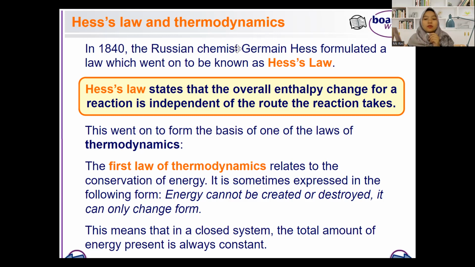The first law of thermodynamics relates to the conservation of energy. It is sometimes expressed in the following form: energy cannot be created or destroyed, it can only change form. This means that in a closed system, the total amount of energy present is always constant.